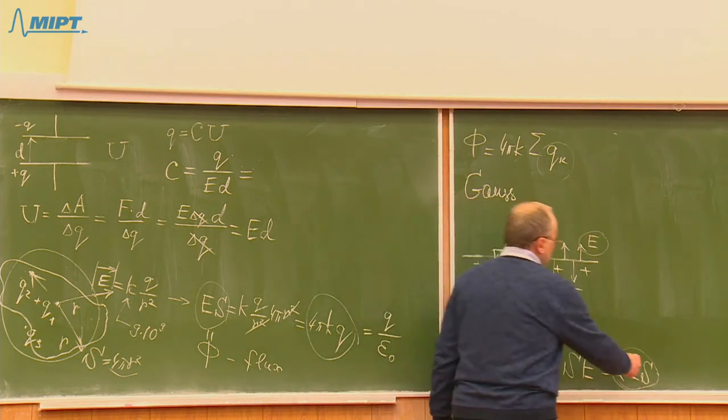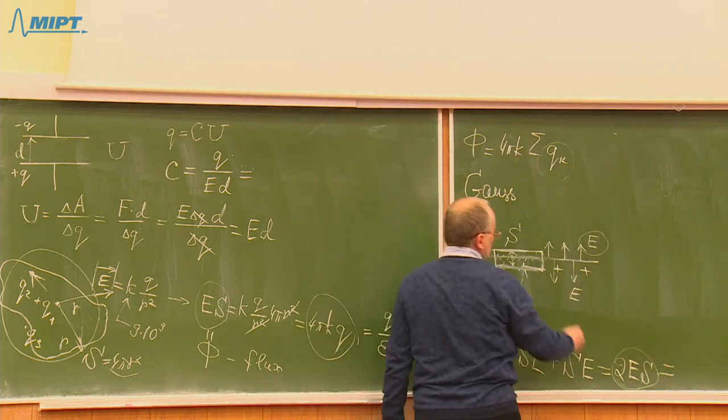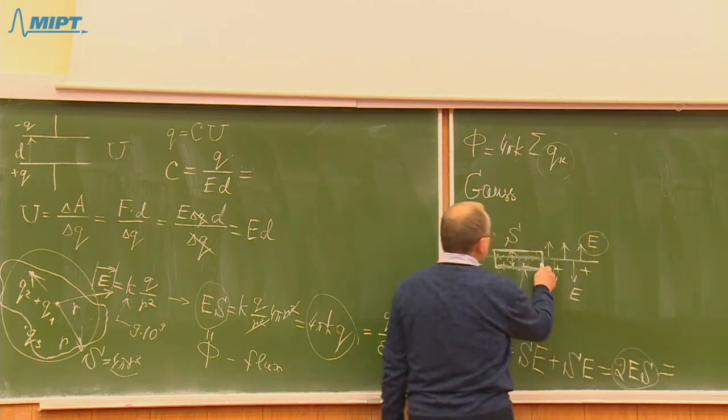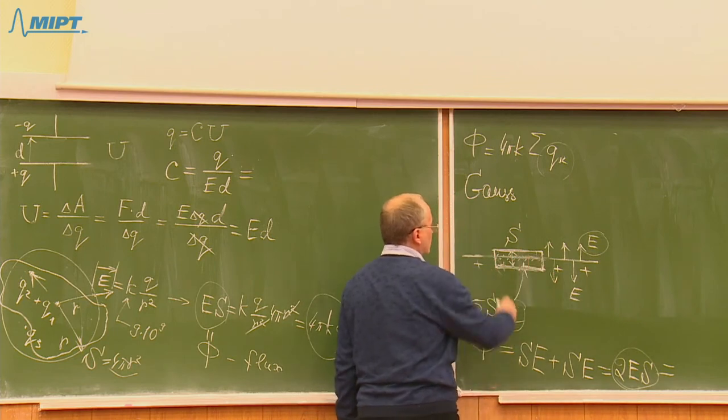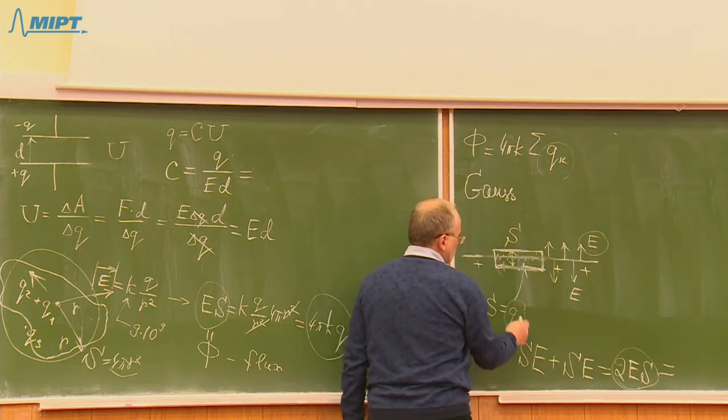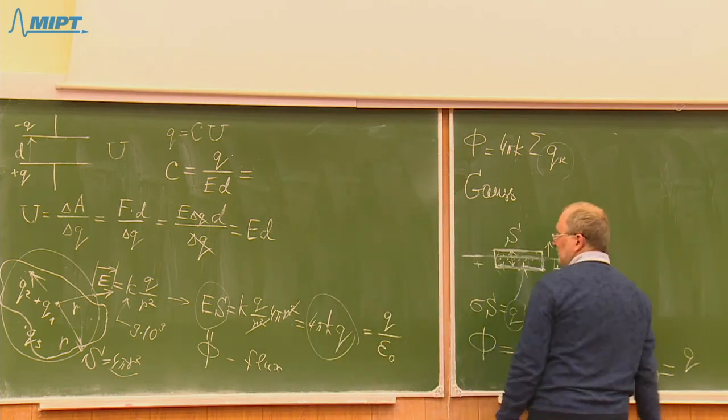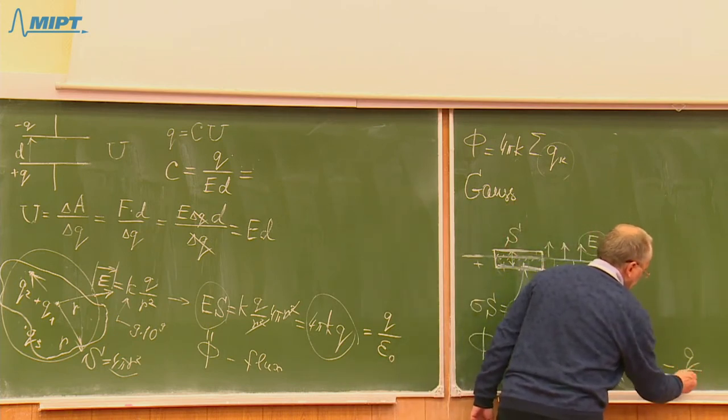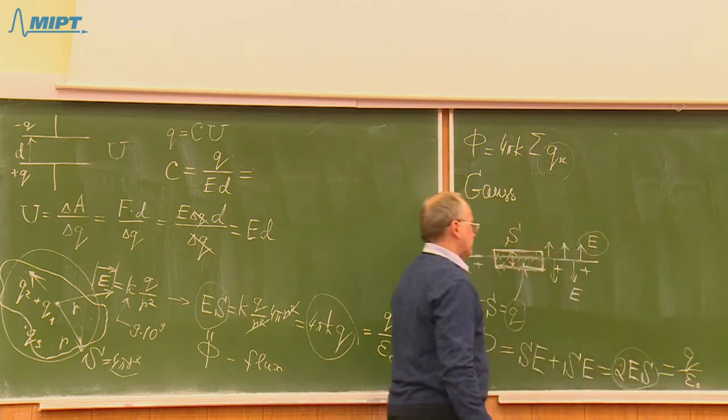And that, according to the Gauss theorem, must be equal to the total charge inside the chosen closed surface, which is Q, divided by the electrical constant, epsilon zero.